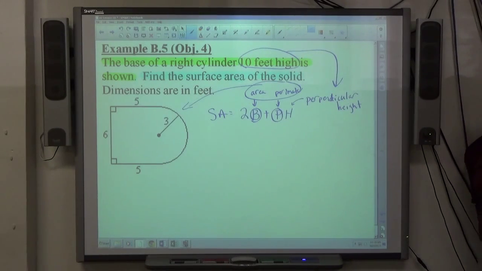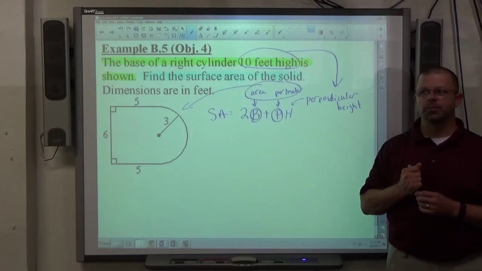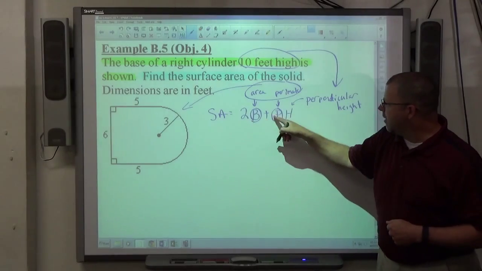Usually when they draw just the base, they tell you the height within the words. If they draw the three-dimensional picture, a lot of times the three-dimensional height's on the picture. Sometimes it's still in the words. But again, I need to find these three values.